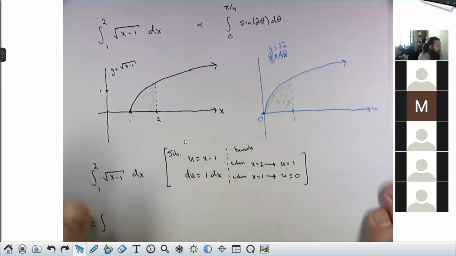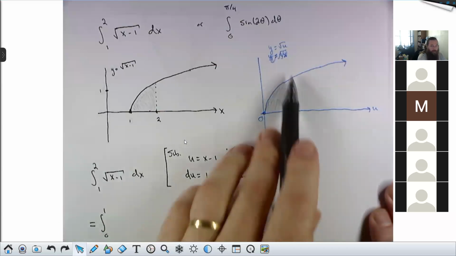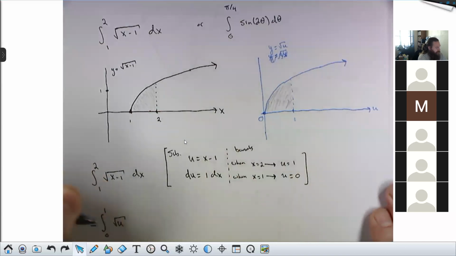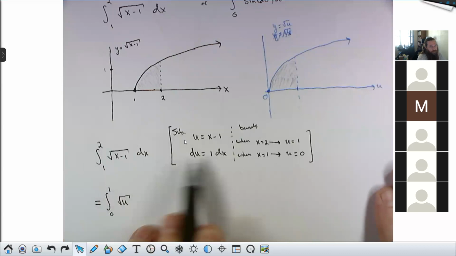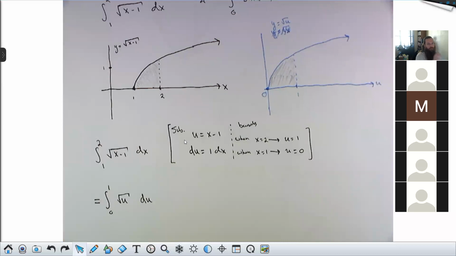And I can say now that this integral is equal to the integral from 0 to 1, the square root of x minus 1 just becomes the square root of u, because u is x minus 1, or because I know I'm looking for the area underneath root u. And dx and du are equal to each other, right? 1 times dx is just dx. So because dx and du are exactly equal to each other, this just becomes this.